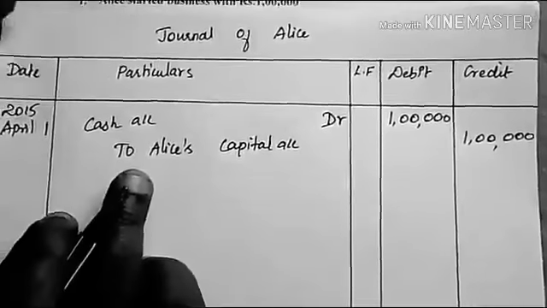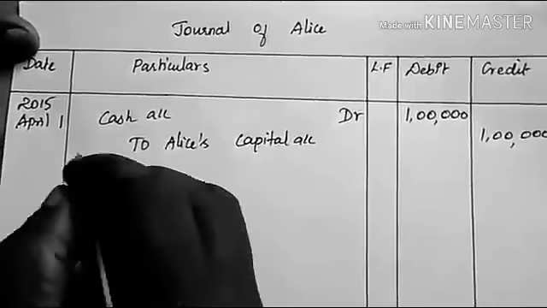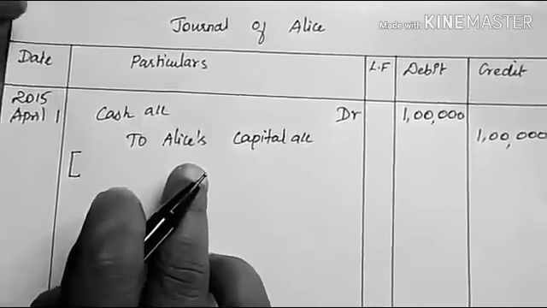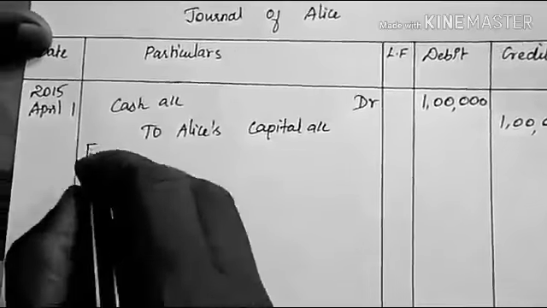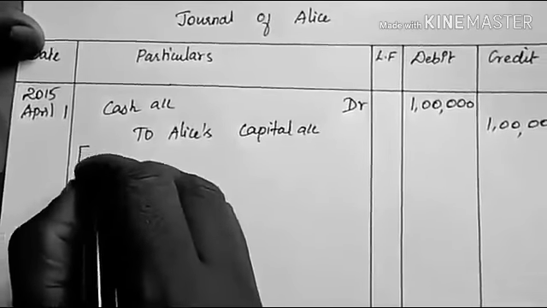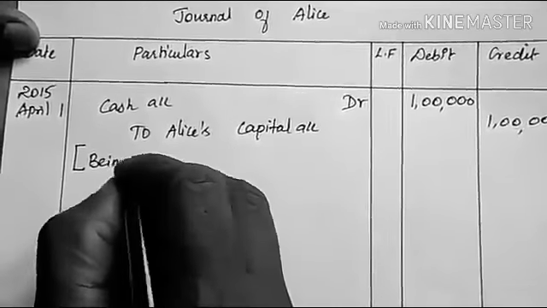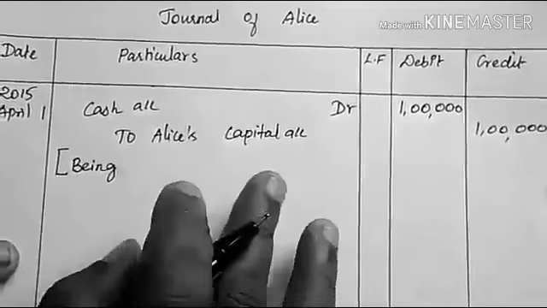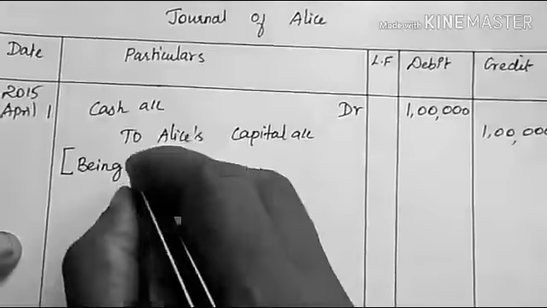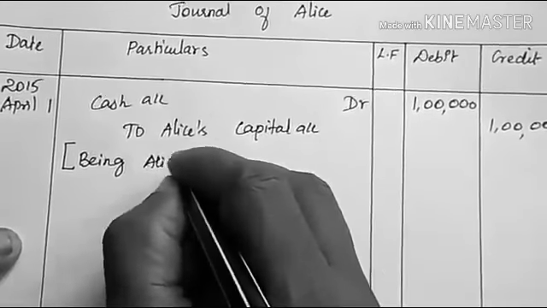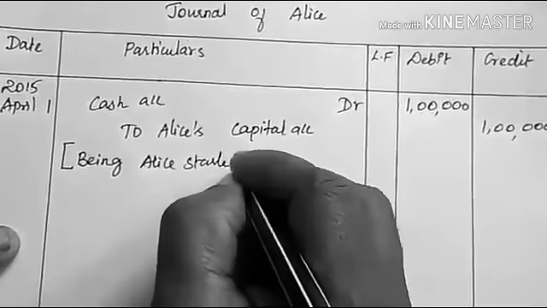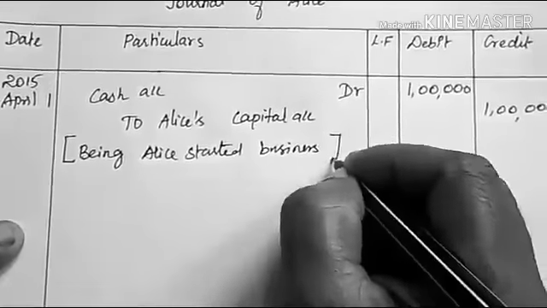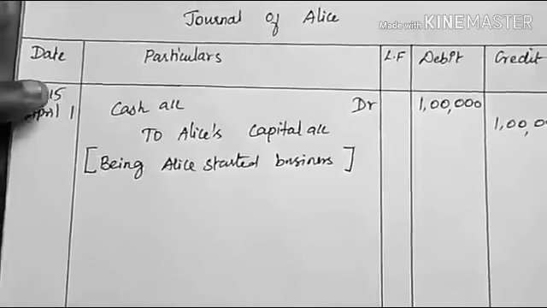And after making the journal entry, you need to write narration. Narration means a brief description about the transaction. While you write the narration, you have to start with "for" or "being". But nowadays it is not necessary to start with "for" or "being". Simply you can write the details of the transaction. Alice started business. That's all. Okay, so the first transaction is over.